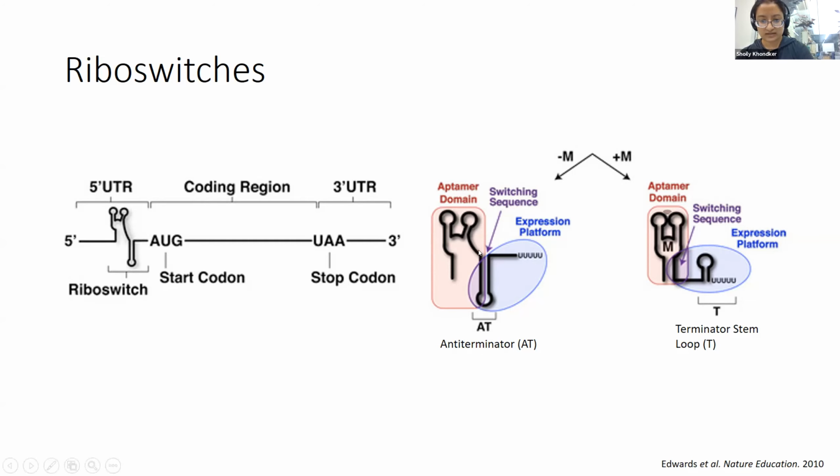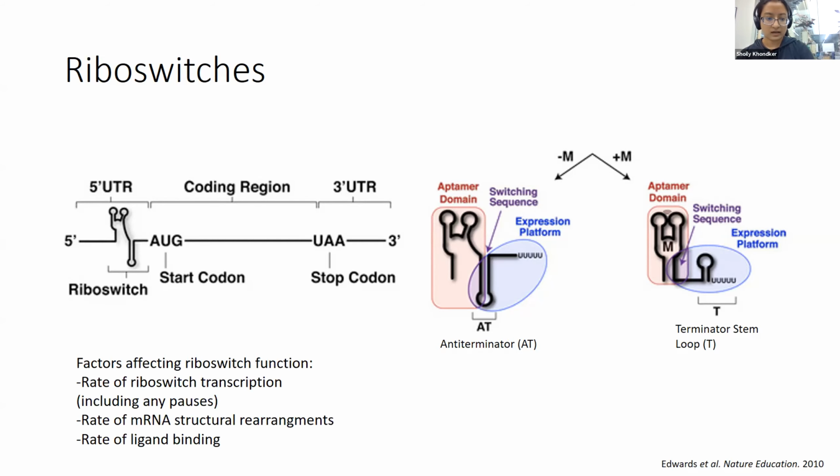And the switching sequence is shared by the 2 domains, and this is where the secondary structure can potentially be altered. So the 2 types of secondary structures that are shown here are an anti-terminator loop, which prevents the formation of a terminator stem loop, or alternatively a terminator stem loop, which signals termination of transcription.